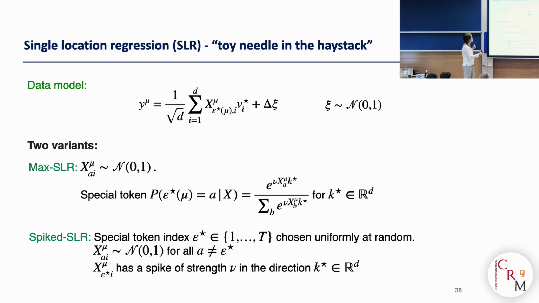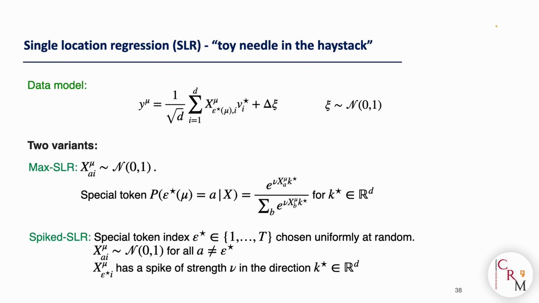And now there needs to be some structure in how you actually chose which token it was, otherwise it's not doable. There are two versions of that. Either you choose the token that had the biggest scalar product with another particular vector k star, or softmax, biggest scalar product with it, or you choose a random token, but then you add a little bit of a signal in it. You add a spike to this matrix in the direction of k star. So those are two versions of how actually to turn regression on sequences of tokens into a needle in the haystack.